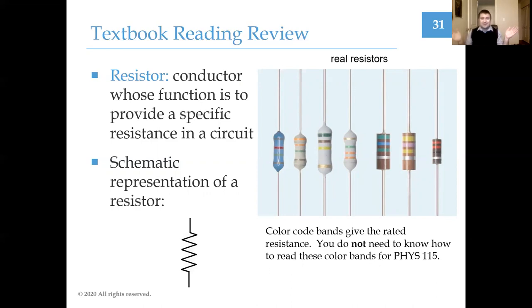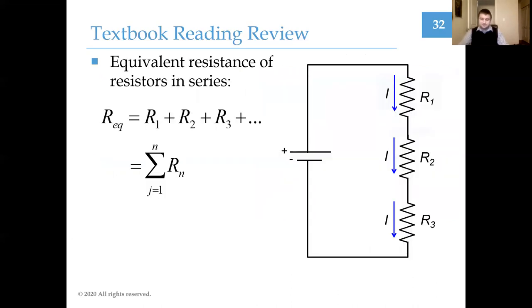There's a whole color matching scheme for telling how much resistance a resistor is presenting, and you do not need to worry about that. We will always give you what the value of the resistance is, but just be aware this is why those colored bands are there, so you can read them off to tell how big this resistor is.